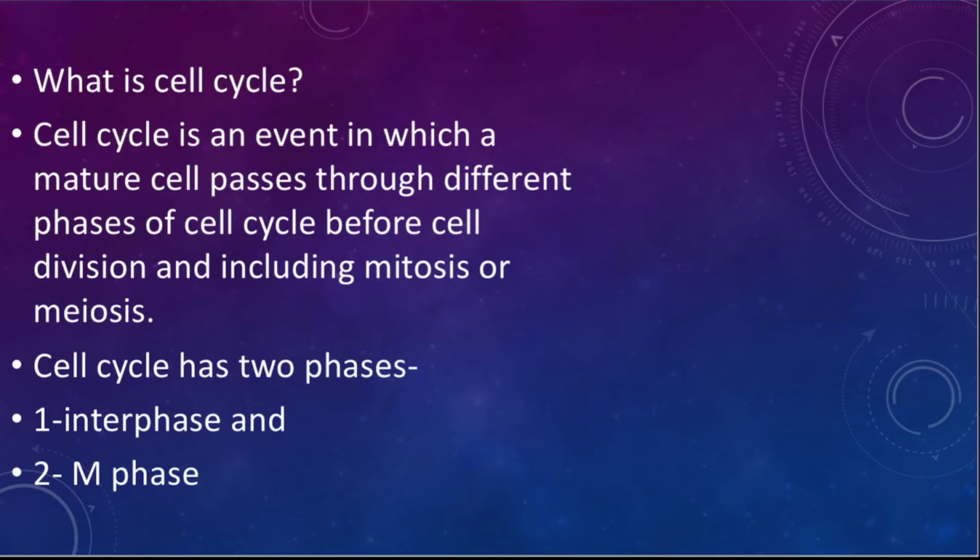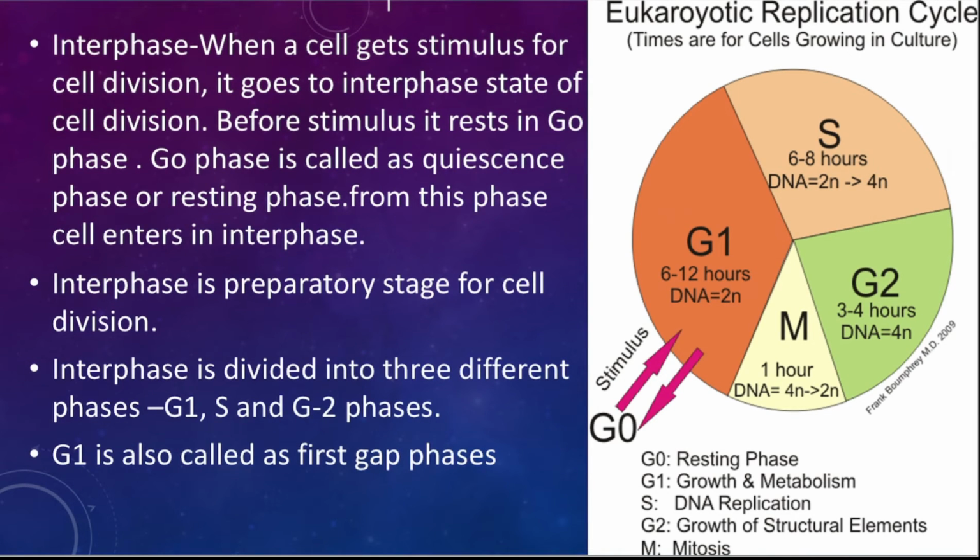Cell cycle has two phases, interphase and M phase. M phase is mitosis and cytokinesis, and interphase is the preparatory phase. For our convenience of understanding, we have divided cell cycle into two phases, interphase and M phase. Interphase is again divided into three phases, G1 phase, S phase, G2 phase. We have to understand that G1 phase, S phase, G2 phase, M phase, all are phases of cell cycle, and they will come when the cell prepares itself for cell division and divides itself into two daughter cells.